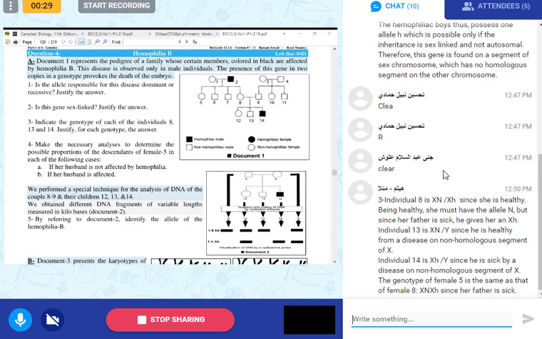Make the necessary analysis to determine the possible proportions of the descendants of female 5 in each of the following cases. Female 5. Yes. If her husband is not affected by hemophilia. Okay, first, what is the genotype of the female 5? XNXH. XNXH. Why? Because she is healthy and took an X from her father. Okay, so she took the X from her father and she is healthy.